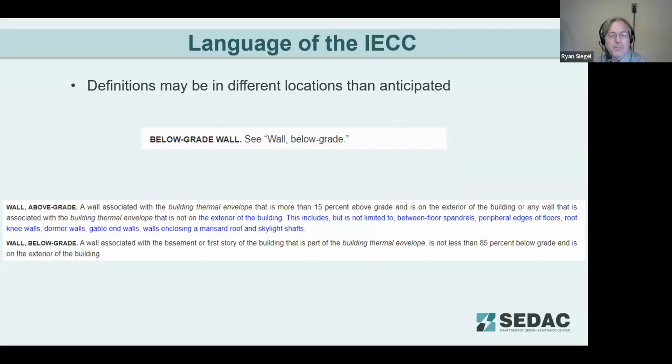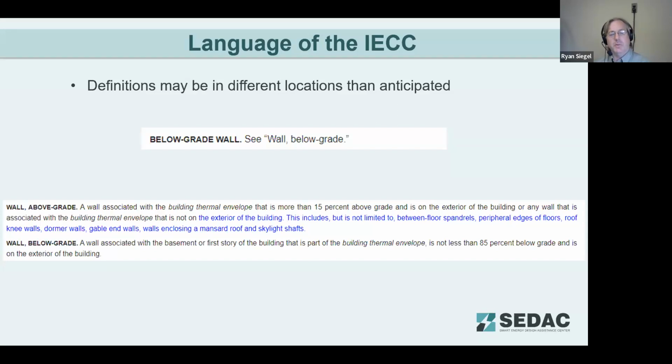Here for wall above grade, this is saying a wall associated with the building thermal envelope that is more than 15% above grade and is on the exterior of the building, or any wall associated with the building thermal envelope that is not on the exterior of the building. So interior walls would be above grade. And then it goes on. Looking at the definition, we're noting that for wall above grade, it has to be at least 15% above grade. If it's not, then we're dealing with walls below grade.